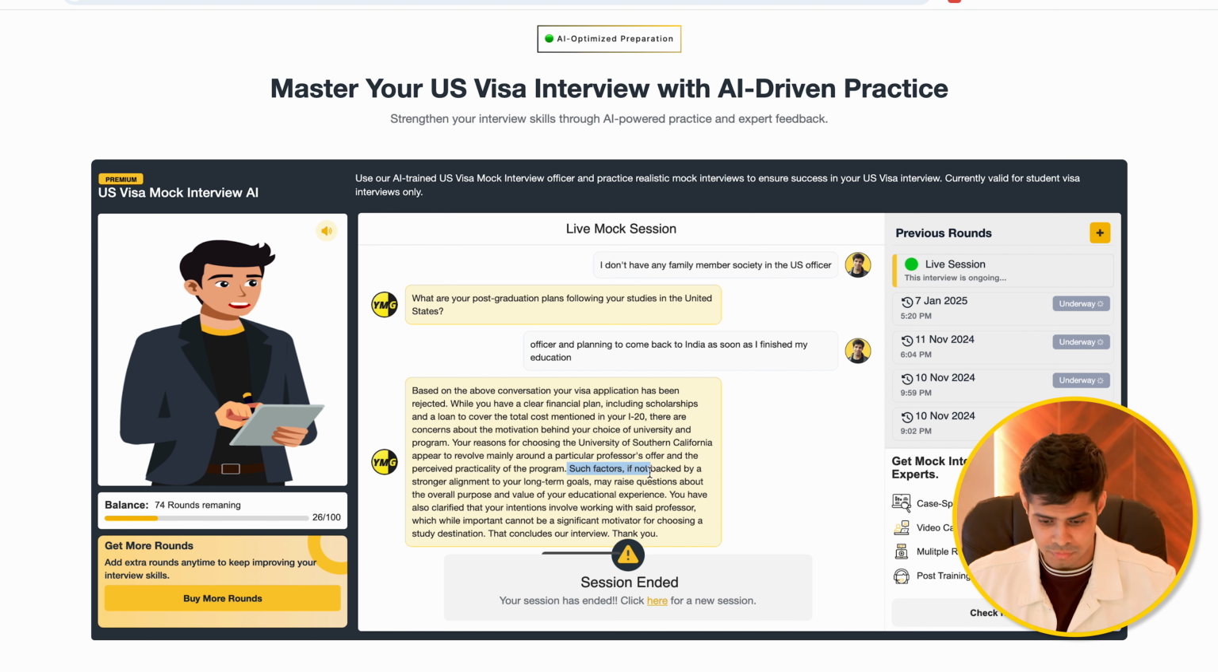Such factors, if not backed by a stronger alignment to your long-term goals, may raise questions about the overall purpose and value of your educational experience. You have also clarified that your intentions involve working with said professor, which, while important, cannot be a significant motivator for choosing a study destination. That concludes our interview. Thank you.